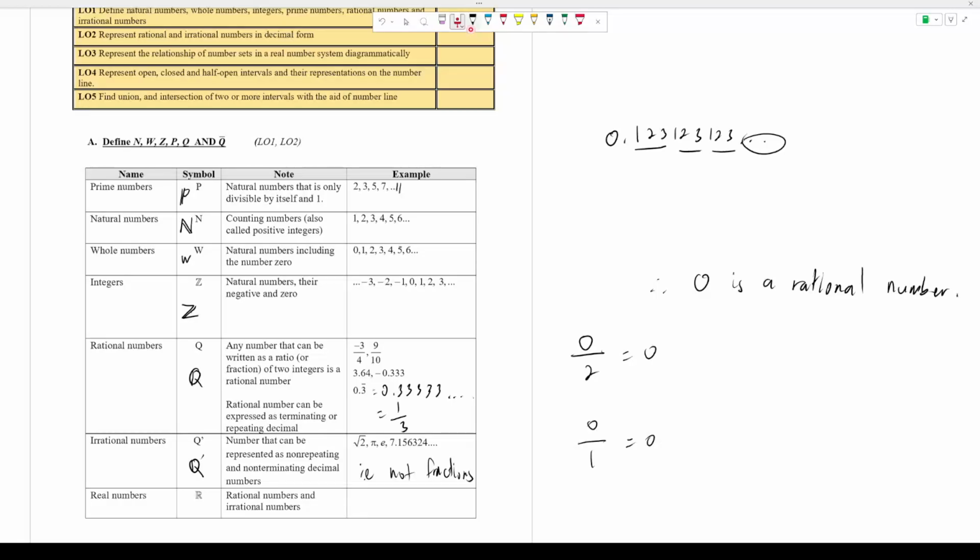And lastly we have real numbers. The symbol for real numbers is R, so you can write it like this, with just a straight line beside the R. So that's real numbers. Real numbers is basically every number, rational numbers and irrational numbers. Basically every number that you can think of. So everything is under real numbers.